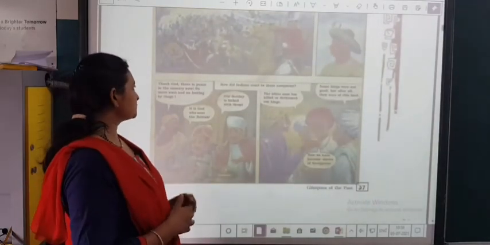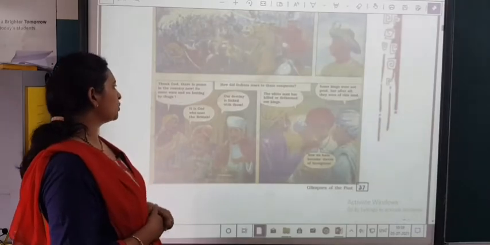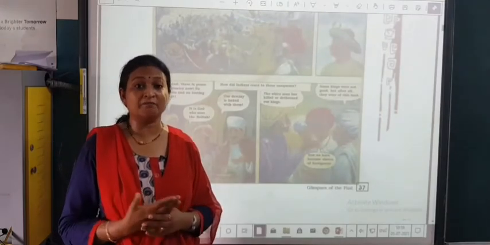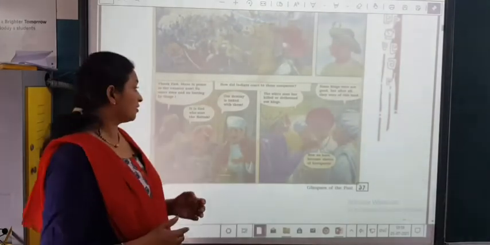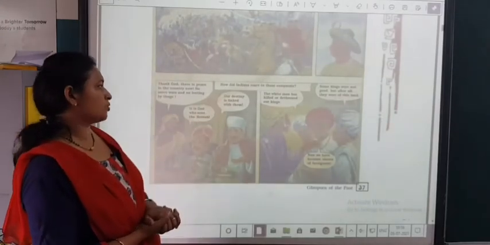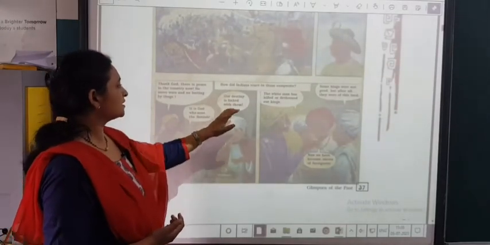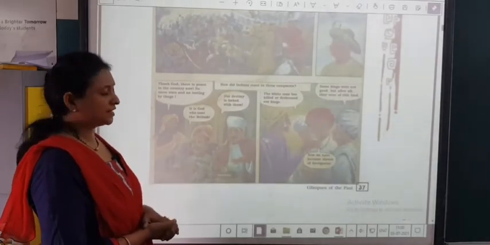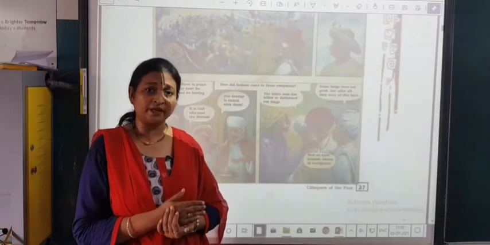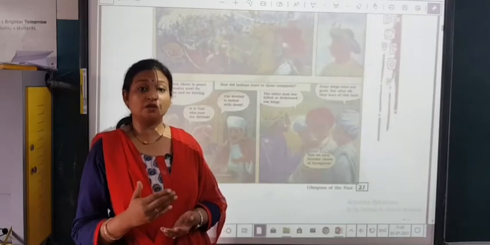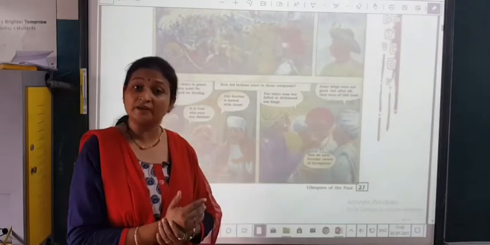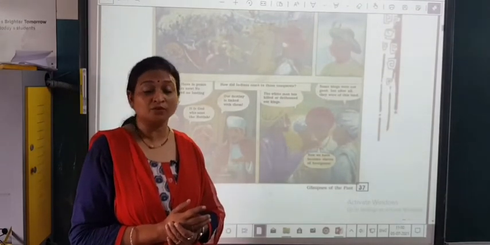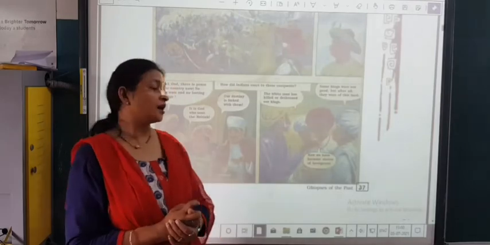Thank God, there is peace in the country now. No more wars and no looting by thugs. These dacoits were looting the people. They were taking their money, their jewelry and all. How did Indians react to these conquests? One more speech bubble is there. Our destiny is linked with them. It is God who sent the British. Some people, because they did not know the real idea behind it, thought it was a blessing for them, but they did not know that the British had not come to help them but to conquer a country.